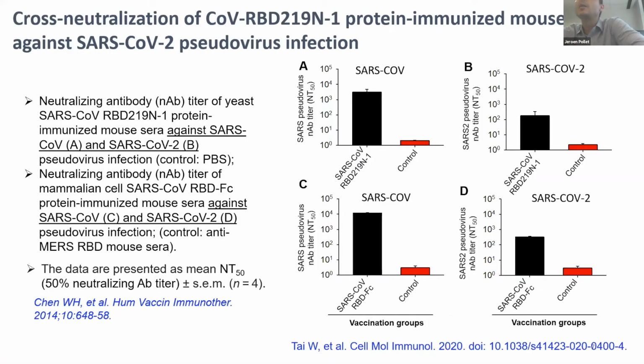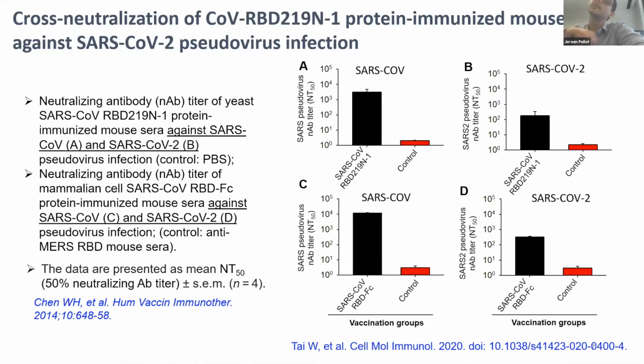We have also tested serum from mice vaccinated with our RBD219. So we've used serum from mice and tested it on a pseudovirus platform. In A and C, you can see the original platform we made for the original coronavirus. B and D is a new pseudovirus platform that we developed. So control is the control sera, and then sera from mice that we vaccinated. Our vaccine candidate is in the black bar.